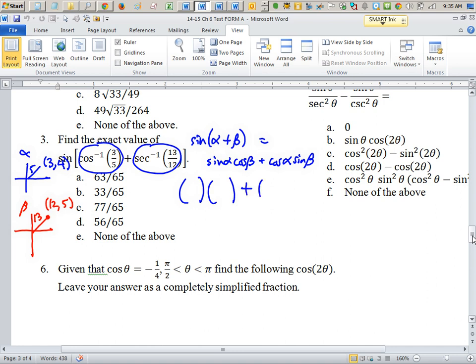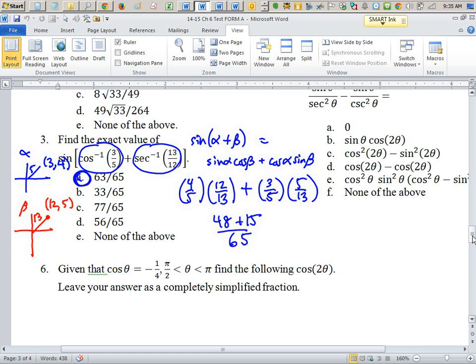There are 4 of them. First I need sine alpha. That's from the first picture. Then I need cos beta. That's from the second picture, or from the given. Then I have cos alpha, so back to the first picture. And finally sine beta, down to the second picture. So you just basically end up with 48 plus 15 over 65, 63 over 65.